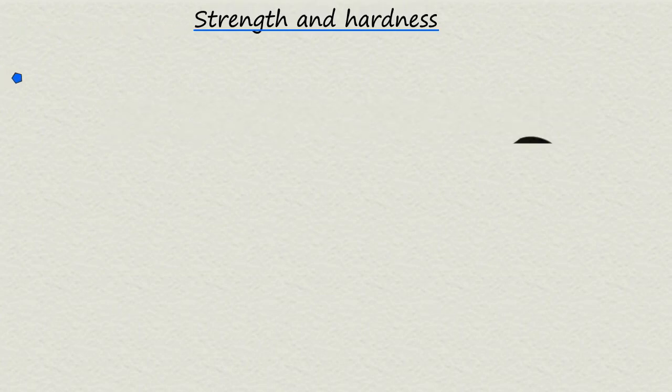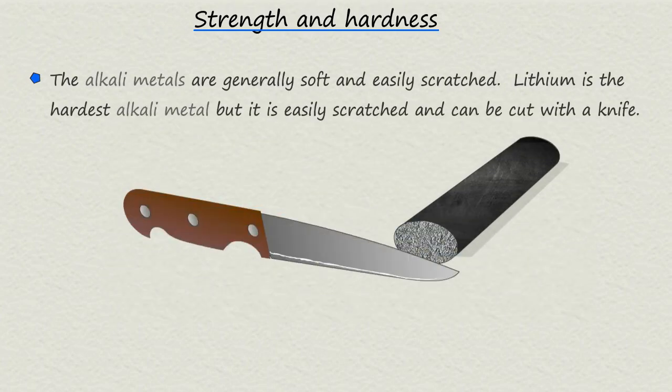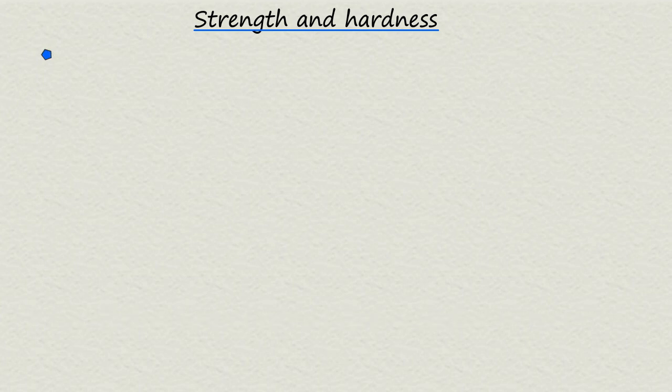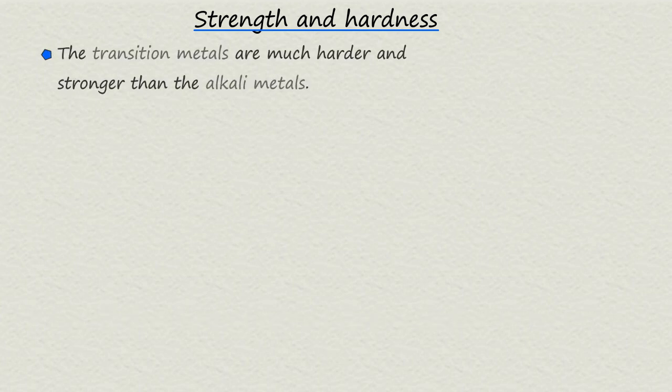The alkali metals are soft and easily cut with a knife. Lithium at the top of group 1 is the hardest alkali metal, but even still it is very easily cut with a knife. The transition metals, by contrast, are much harder and stronger than the alkali metals.